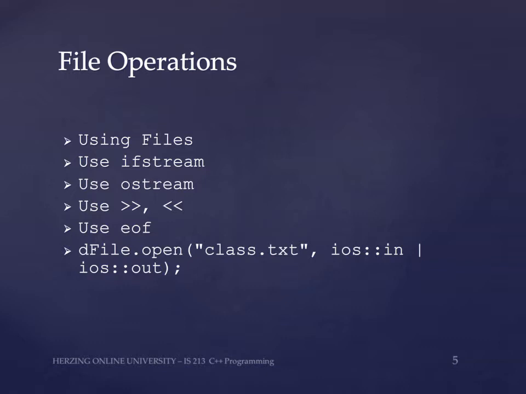There are 3 data types that you have to use from the fstream header. Use the ifstream data type for input files, the ofstream data type for output files, and the fstream data type for both input and output files. You can use the cin and cout operators to read from or write to a file. Also, you can use the eof, or end of file, member function to test for end of input file. The fstream object can be used for either input or output.